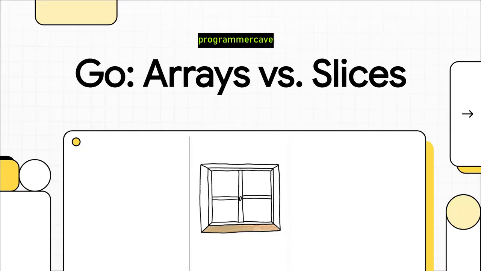All right, let's dive into one of the biggest hangups for pretty much every Go developer at some point: arrays versus slices. Nailing this concept is absolutely fundamental to writing clean, fast, and bug-free Go code. So let's clear it all up.